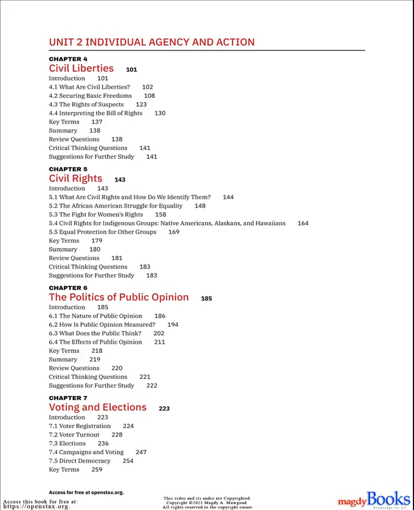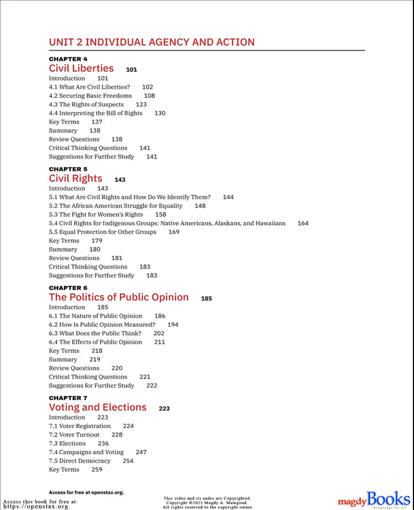Chapter 5. Civil Rights. Introduction. 5.1. What are civil rights and how do we identify them? 5.2. The African American Struggle for Equality. 5.3. The Fight for Women's Rights. 5.4. Civil Rights for Indigenous Groups, Native Americans, Alaskans, and Hawaiians. 5.5. Equal Protection for Other Groups. Key terms. Summary. Review questions. Critical thinking questions. Suggestions for further study.